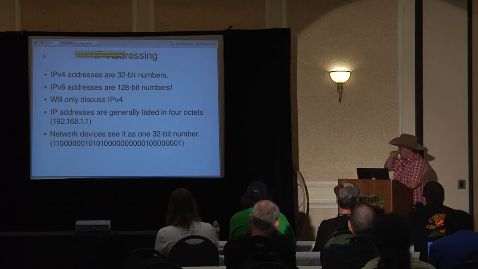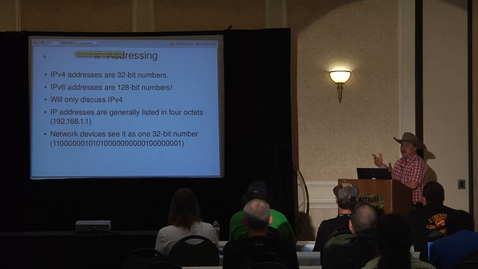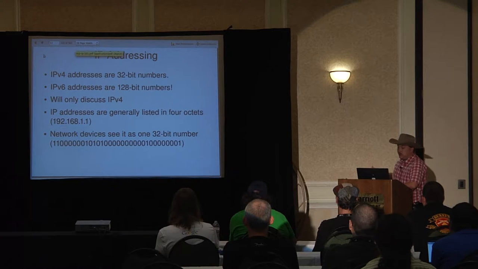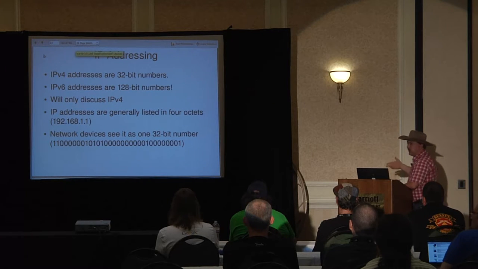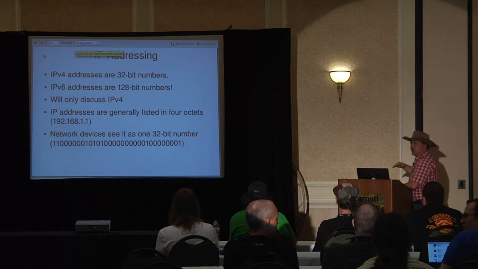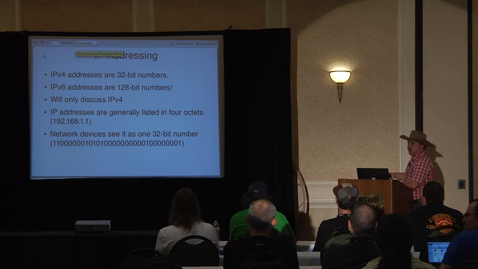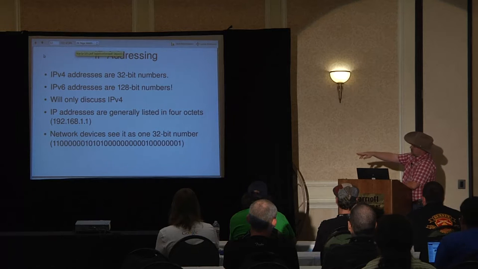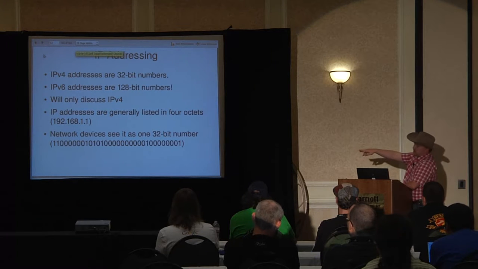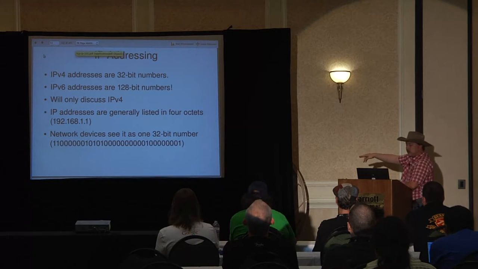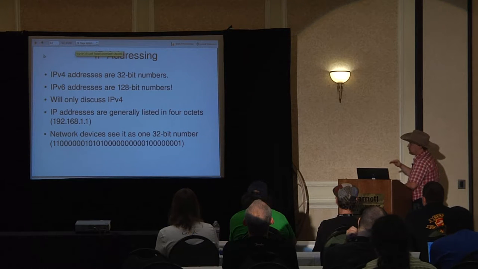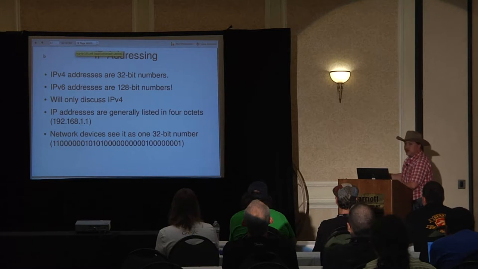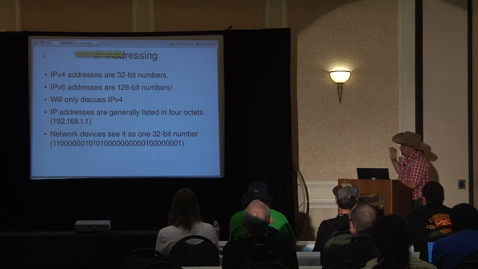We generally look at IP addresses as 4 octets, basically 2 to the 8th power, dot 2 to the 8th power, dot 2 to the 8th power, dot 2 to the 8th power, like 192.168.1.1. But the network device sees it entirely as one 32-bit number. This 32-bit number down here is 192.168.1.1. That's the way your switch, your router, and everything else is going to see it, as that 32-bit string of binary numbers.